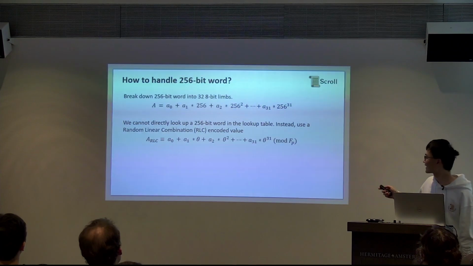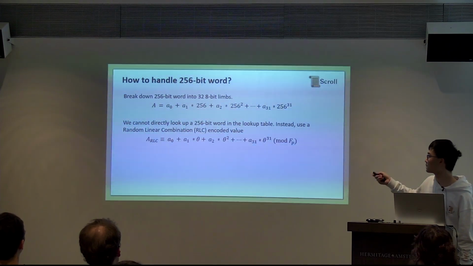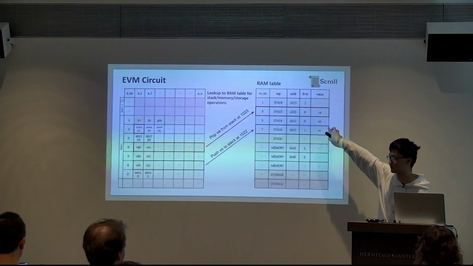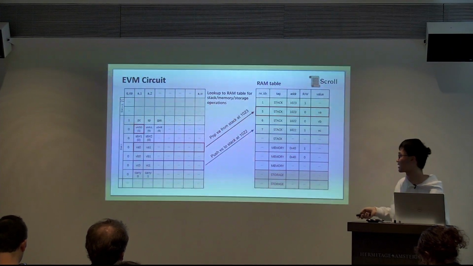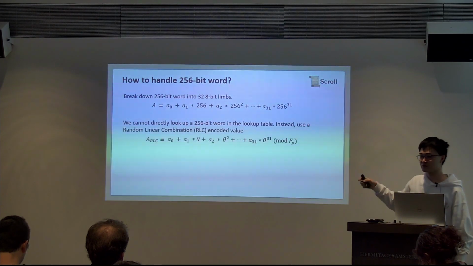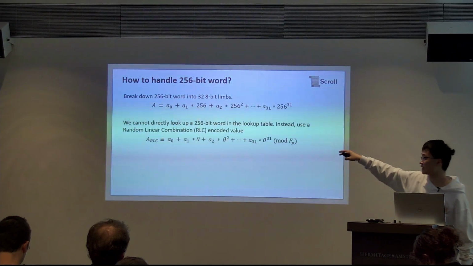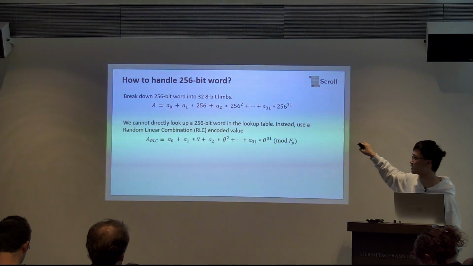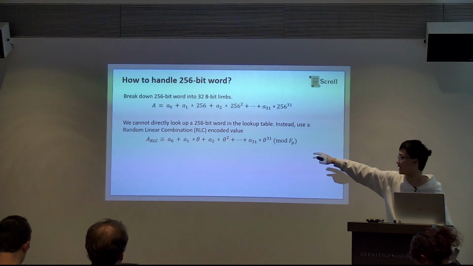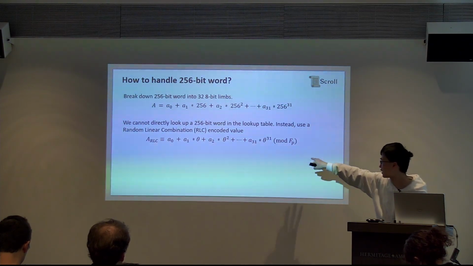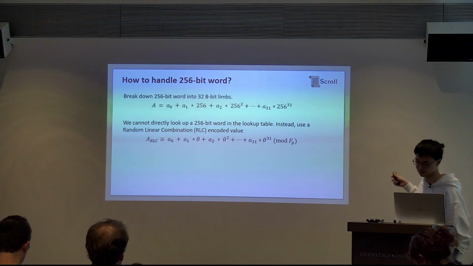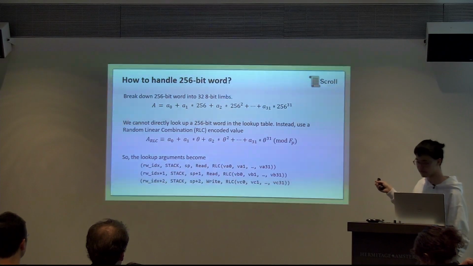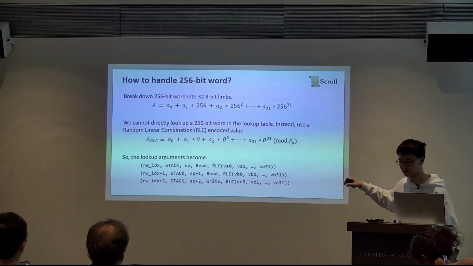So here's a question. Because each cell is just 256 bits, you can't actually fill VA here, right? So what we are doing is that instead of putting VA here, we use a random linear combination to combine different 8-bit cells into one encoded value A. And then we just put the RLC-encoded, random linear combination combined value here in our RAM table. And then instead of looking up that one, you look up this linear combination.